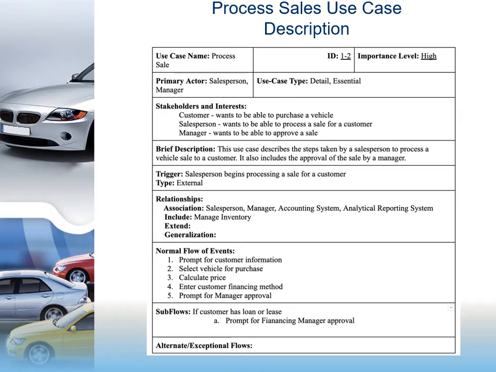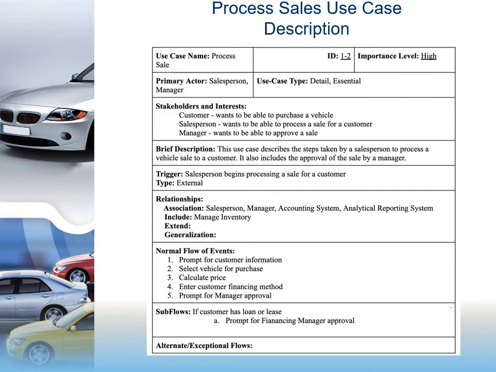This is the corresponding use case description. In the overview section, we have the use case name, which is process sales, use case ID 1-2, importance level, which is high, use case type, which is detailed and essential, the primary actors, who are the salesperson and manager, a brief description describing how the sale is typically processed. A trigger for this process is the salesperson initiating the process of a sale for the customer.